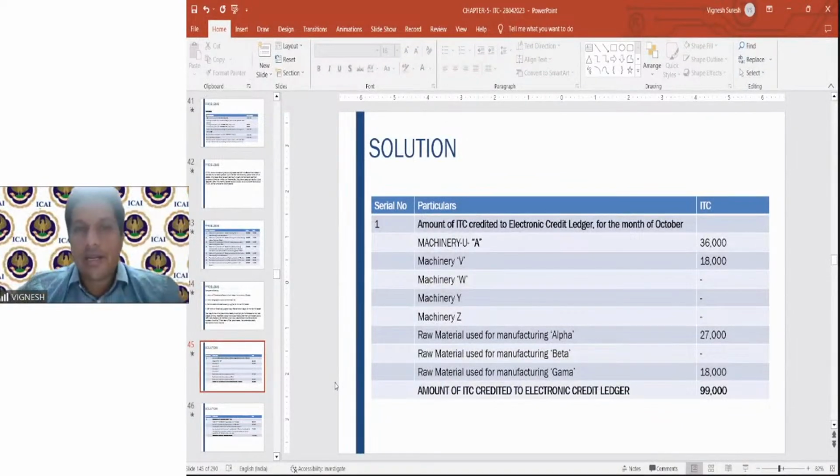First we will calculate the ITC which is credited to the electronic credit ledger. So all those machinery and raw materials we have identified, and a total of 99,000 gets credited to the electronic credit ledger. Till here, is everyone clear? If everyone is clear till here, then I will proceed to the next step.